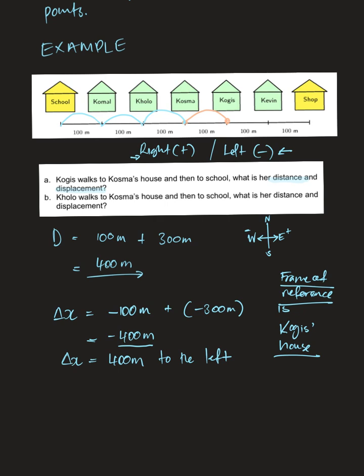So that's the first one, right? Let's look at B. B says, Kolo walks to Cosma's house, then to school. What is her distance and displacement? So I'm looking at Kolo. Kolo's over here. And Kolo's going to go from her house to Cosma's house. Great. Then from Cosma's house, she's going to walk to school. So she went 100 meters to Cosma, 100 meters back past her house. Let's undo that. I'm going to do it in a dotted line. She walks back to her house, and then she walks to school. What's her distance and displacement? So this was A, and now we're looking at B.